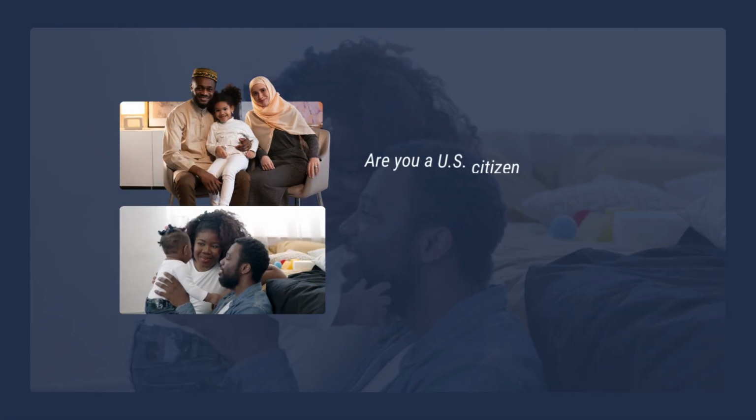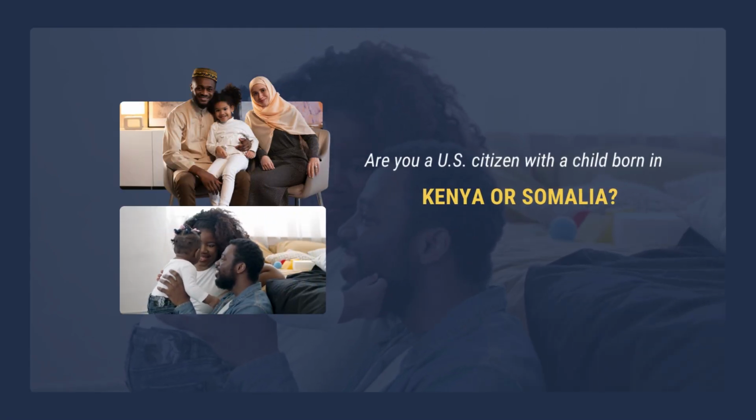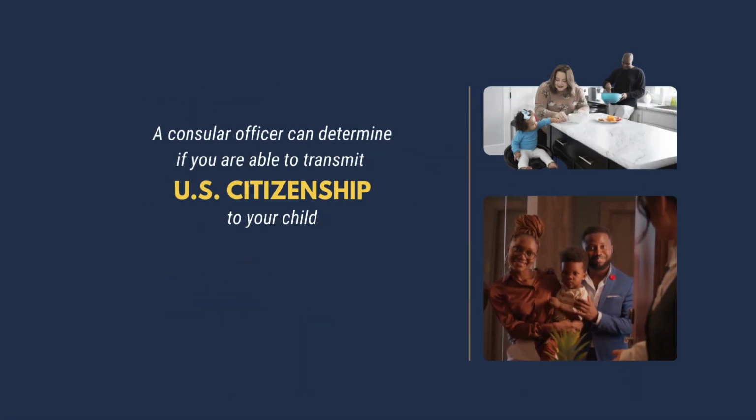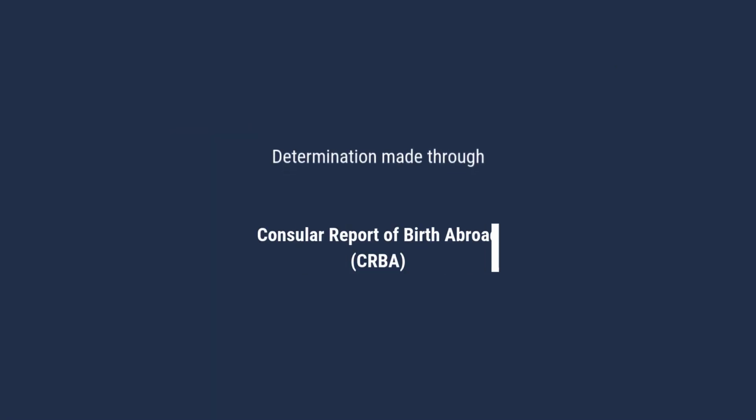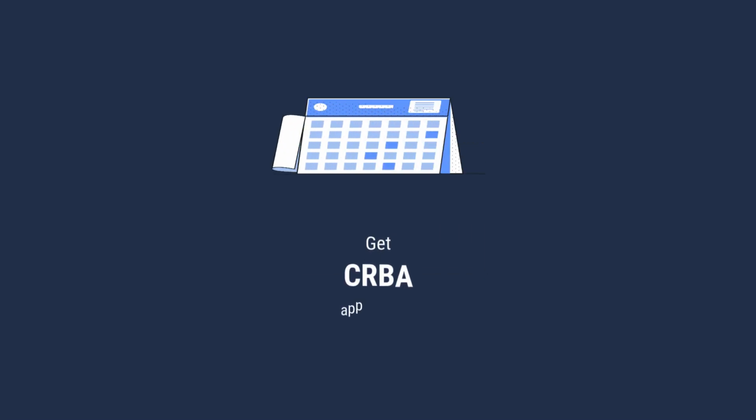Are you a U.S. citizen with a child born in Kenya or Somalia? If so, a consular officer can determine if you are able to transmit U.S. citizenship to your child. This determination is made through the Consular Report of Birth Abroad, or CRBA for short. You can get a CRBA appointment by following these 3 easy steps.